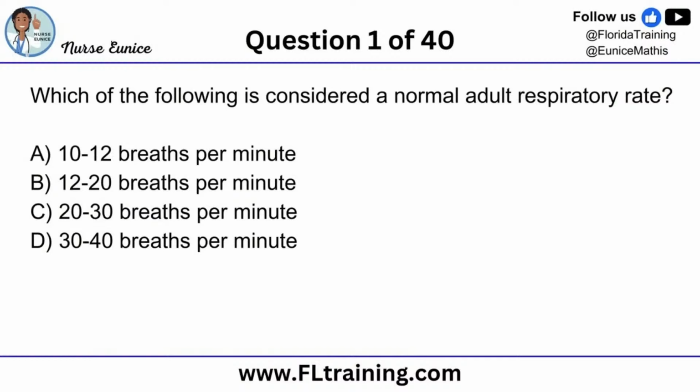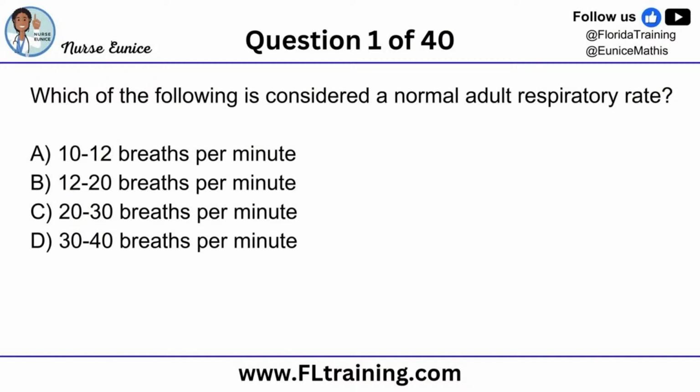All right, so question number 1. Which of the following is considered a normal adult respiratory rate? Is it 10 to 20 breaths per minute, 12 to 20, 20 to 30, or 30 to 40? You have to know your normals, and you notify your nurse anytime something is abnormal outside of the normal parameters.